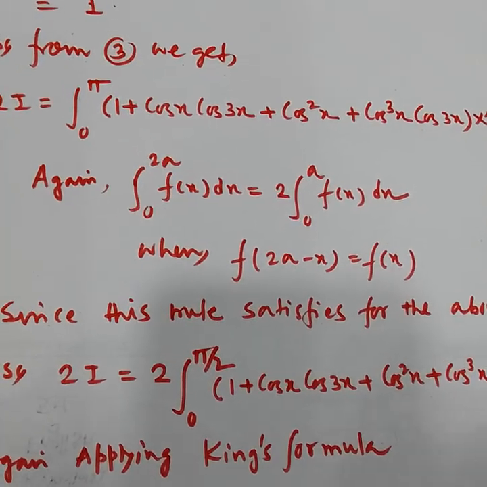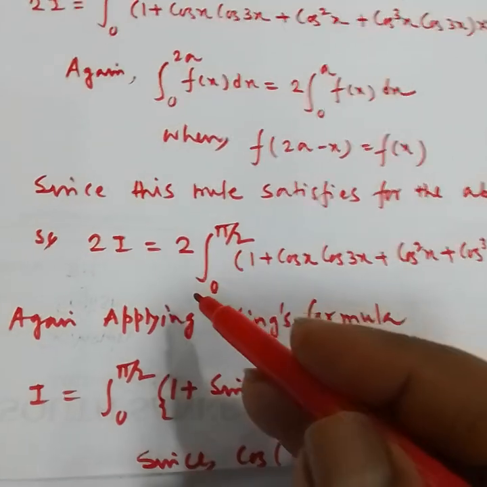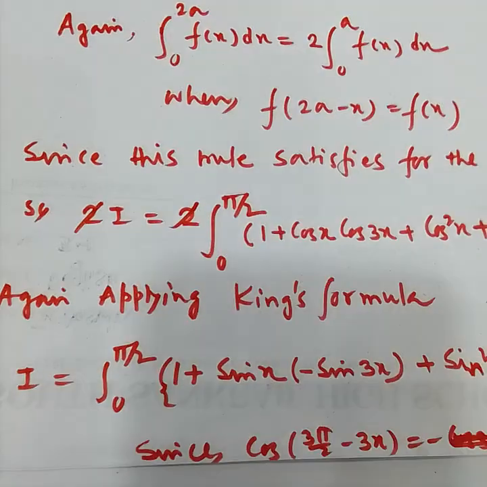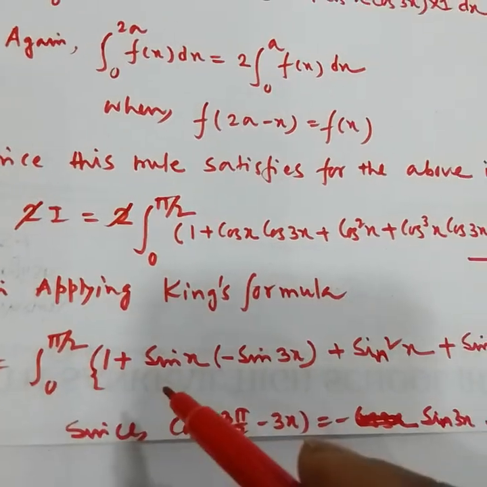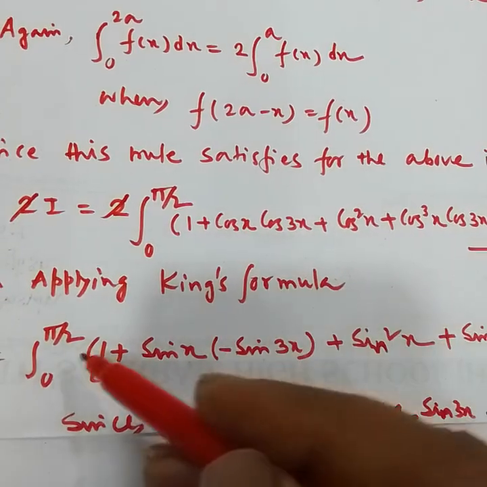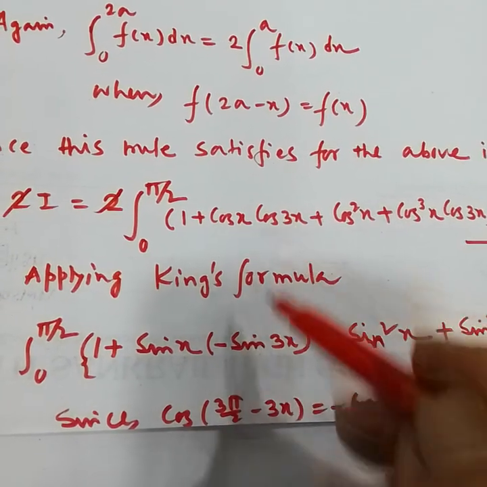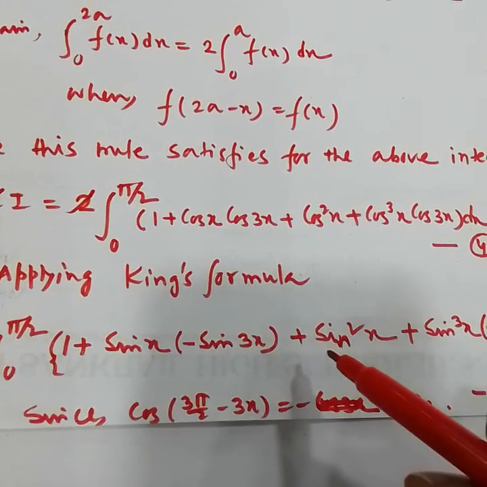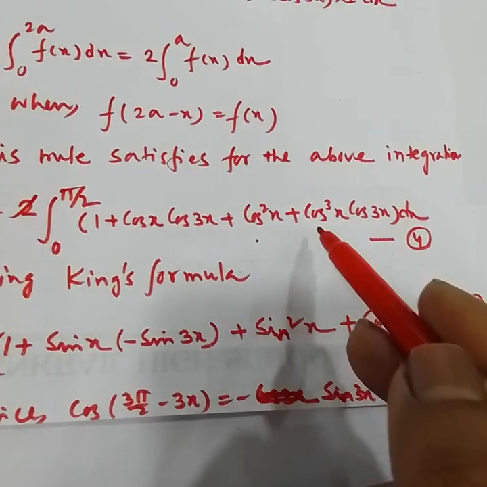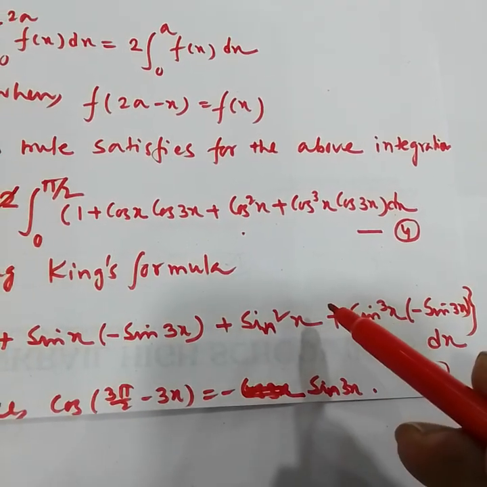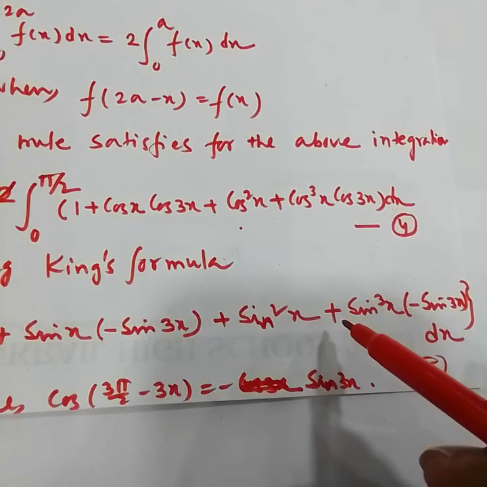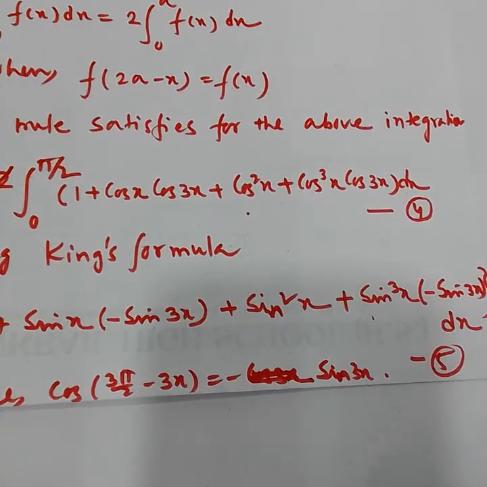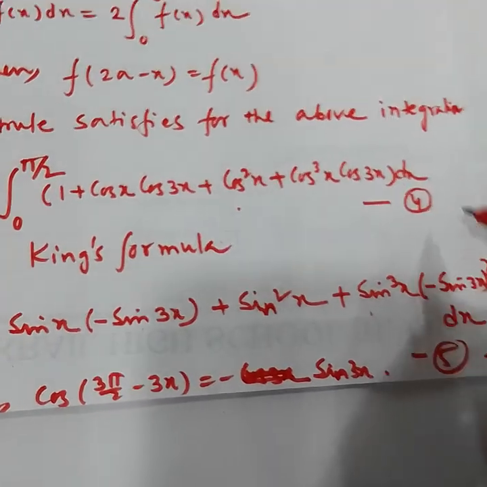Now we will again apply King's formula in this equation. So this becomes, here I can cancel 2. So I equals the integral from 0 to pi by 2 of 1 plus cos(pi by 2 minus x) sin x cos(3 pi by 2 minus 3x), which equals minus sin 3x. Cos square x becomes sin square x and cos cube x becomes sin cube x, because cos(pi by 2 minus x) falls in the first quadrant, and cos of 3x equals minus sin 3x. Then this is numbered 4 and this is numbered 5.